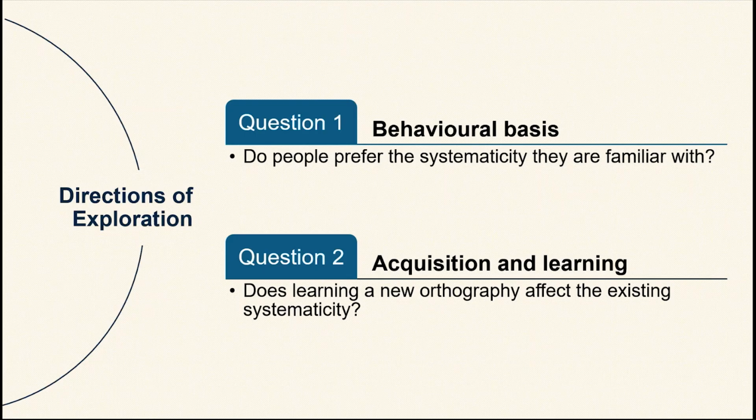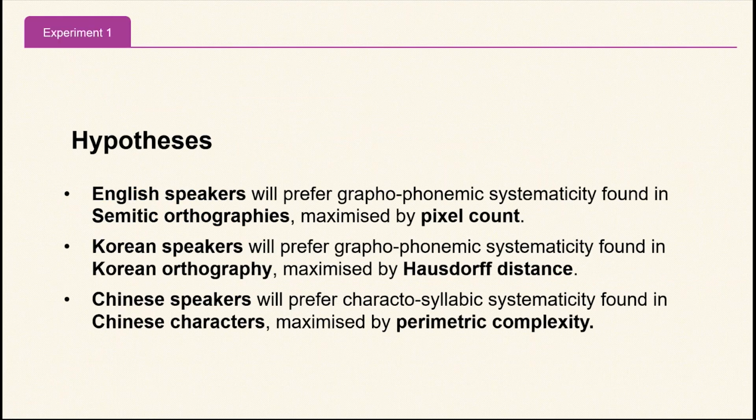So I conducted two experiments. Let's go with the first experiment. I hypothesized that English speakers will prefer English type of systematicity, which is maximized with pixel count. Korean speakers will prefer Korean type of systematicity, which is maximized by Hausdorff distance. Chinese speakers will prefer Chinese type of systematicity, which is maximized using parametric complexity.